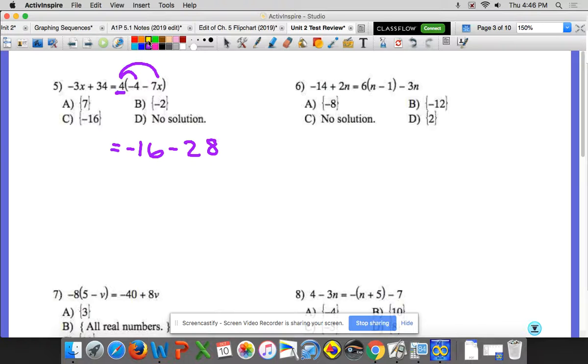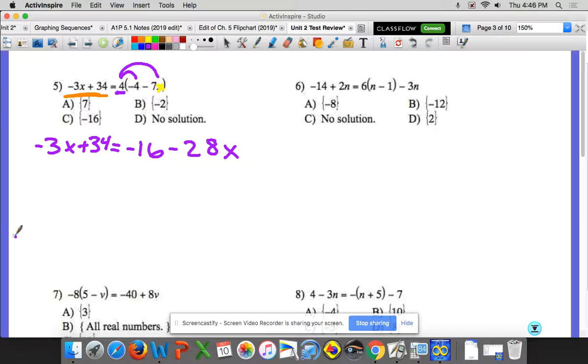But what we cannot forget about is that x. If you start with an x, or if you have an x involved, you always have to keep it. And so it's going to be -28x. And so since we haven't done anything at all to this left side, we just bring it down. So we have -3x plus 34 equals that -16 minus 28x.